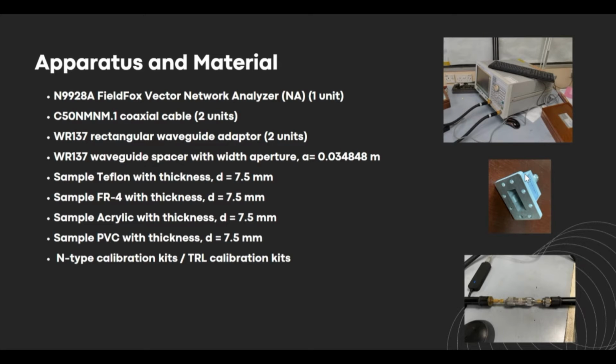To conduct the experiment, we will need a few apparatus and material. First, we will need one vector network analyzer, two coaxial cables, two rectangular waveguide adapters, and one waveguide spacer with wave aperture 0.0348, and 4 samples which are Teflon, FR4, acrylic, and PVC, and lastly, an N-type calibration kit.